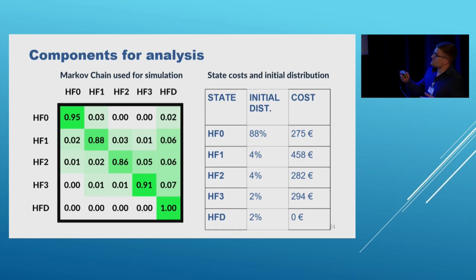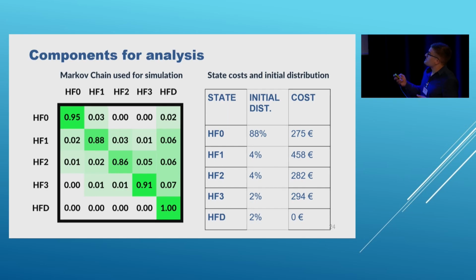First of all, we need a transition matrix between the states. From the matrix you can see that a patient who has been in the heart failure 3 state has a probability of 7 dying in the next month. We can also learn the initial distribution for doing the analysis and also the costs of different states.